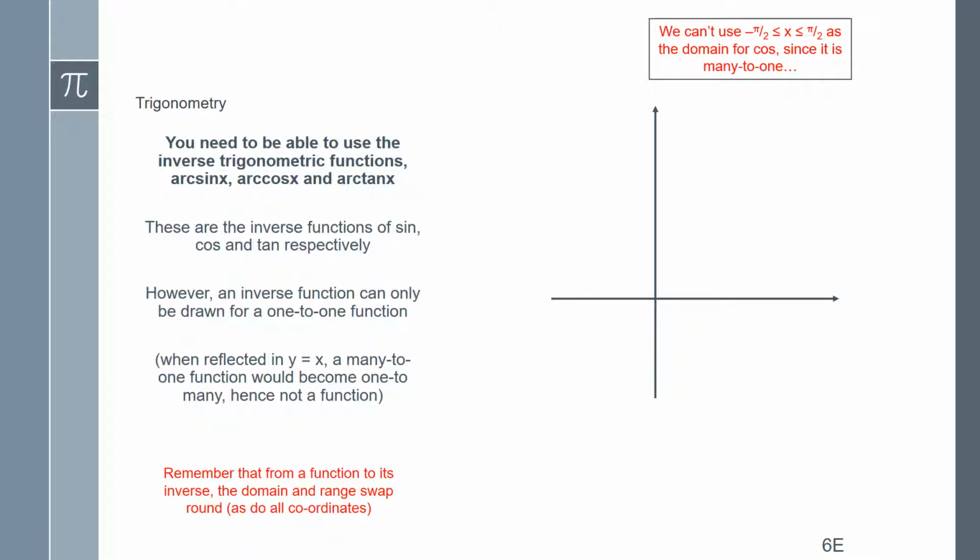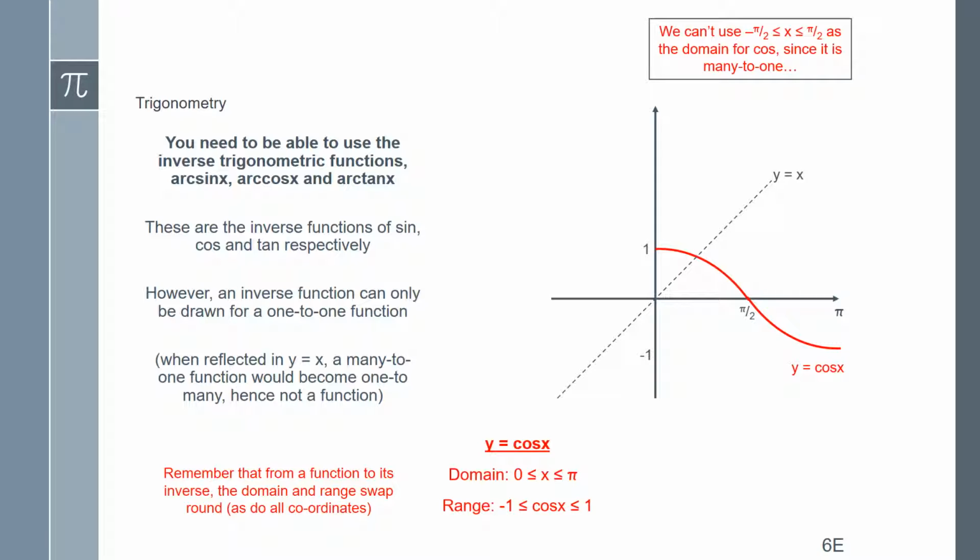Now we can't use minus pi over 2 is less than x is less than pi over 2 as the domain for cos, because that would be a many to one. So instead, what we're going to do is have cos with a domain going from 0 to pi, because a domain of 0 to pi for cos x does mean it's a one-to-one function, and the range is minus 1 is less than or equal to cos x is less than or equal to 1.